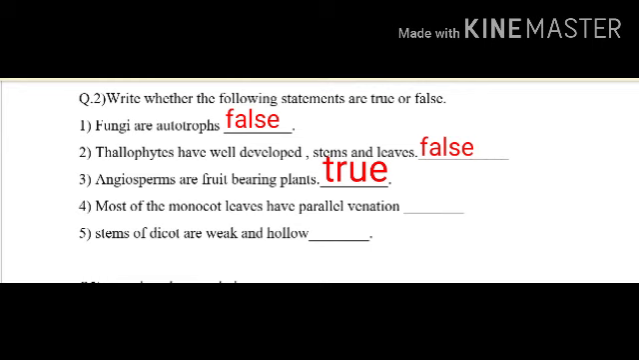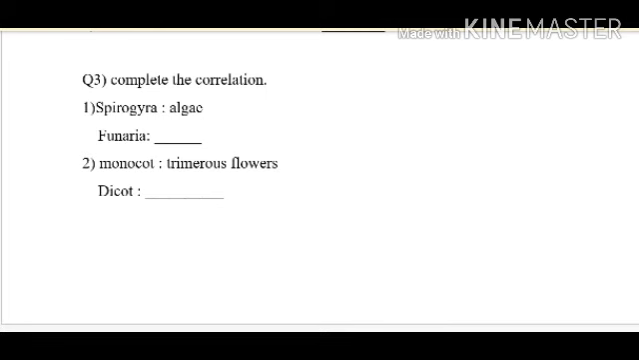Next, fourth one. Most of the monocot leaves have parallel venation. Yes, we have seen that. Monocot leaves have parallel venation. So this is also true. Fifth one, stems of dicot are weak and hollow. No, it's wrong. Stems of monocots are weak and hollow. So this is false.